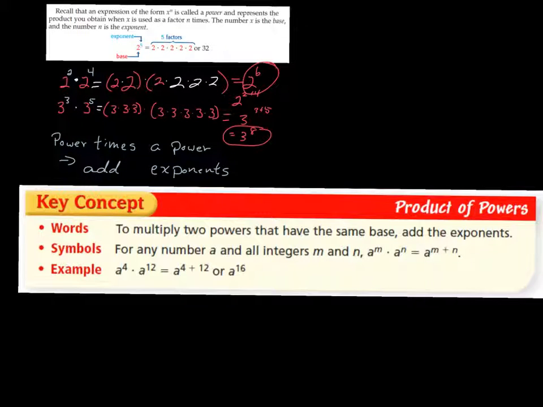Now, what I wrote in the blue is a nice informal way to remember what we do. Formally, we could say: to multiply two powers that have the same base, add exponents. For any number a and all integers m and n, a to the m times a to the n equals a to the m plus n. Or, for example, with numbers, a to the 4th times a to the 12th equals a to the 4 plus 12, or a to the 16th.